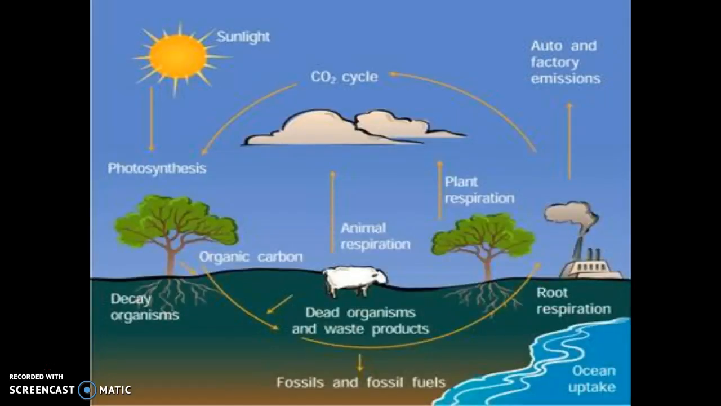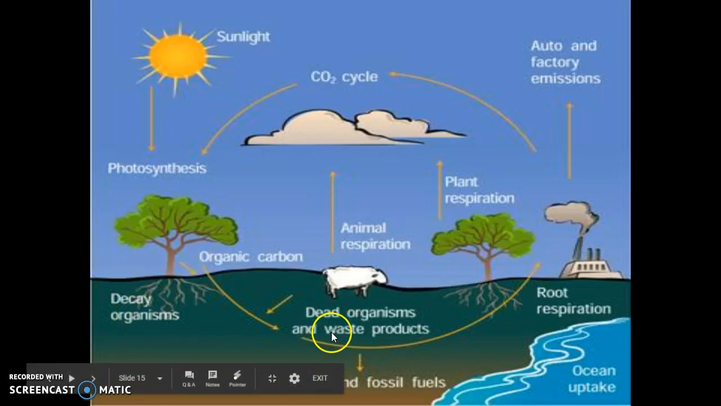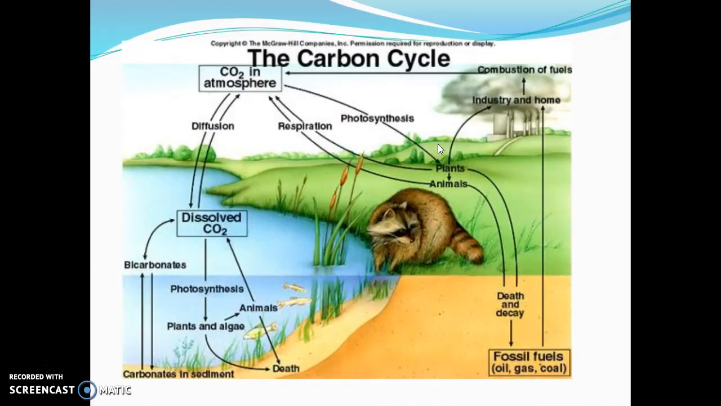And so here's a picture of the carbon cycle. We can see that the auto and factory emissions contribute to the carbon dioxide in the atmosphere. Then that gets taken in by plants through photosynthesis as well as sunlight, and then that can be given off as organic carbon. So when decaying organisms or dead organisms and waste products get a lot of pressure and over a lot of time, they turn into fossils and fossil fuels. Otherwise, that can get taken up by root respiration, and then the plant respiration gives off that carbon back up into the atmosphere. And here's another example, just a little bit more detail that connects things more.